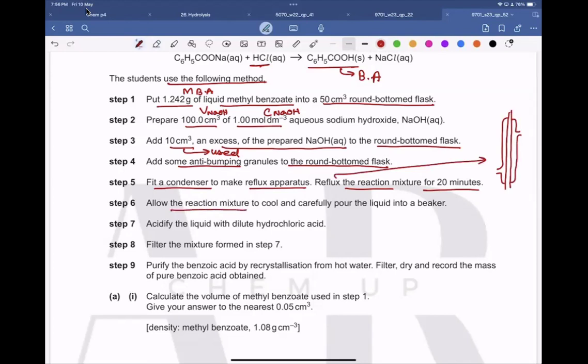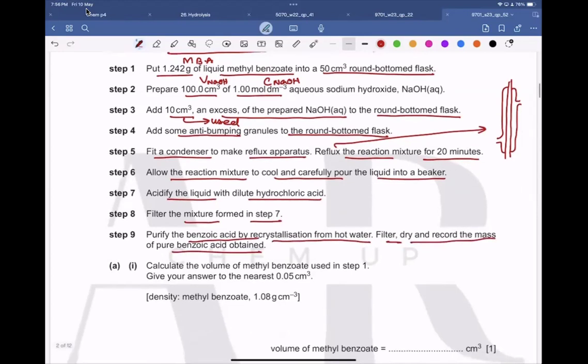Allow the reaction mixture to cool and carefully pour the liquid into the beaker. Acidify the liquid with dilute hydrochloric acid. Filter the mixture formed in step 7. Purify benzoic acid by recrystallization from hot water. Filter, dry, and record the mass of pure benzoic acid obtained. Calculate the volume of methyl benzoate used in step 1. Give your answer to the nearest 0.05 cm³.